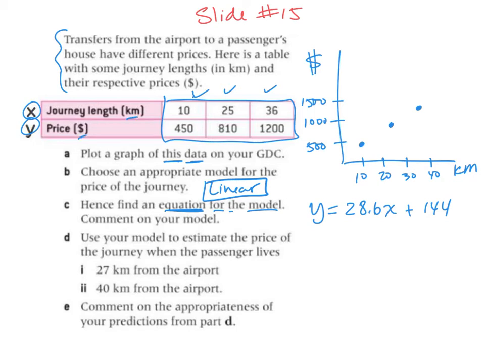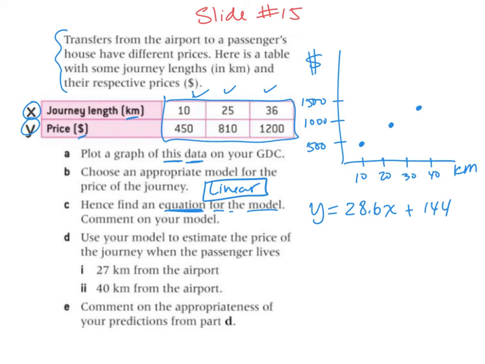Now, I did do some rounding, and it's appropriate to round to 3 significant figures for your m and for your y-intercept, because later you're going to use that model to get estimates, okay? So since we're estimating anyway, this does not need to be exact, okay?